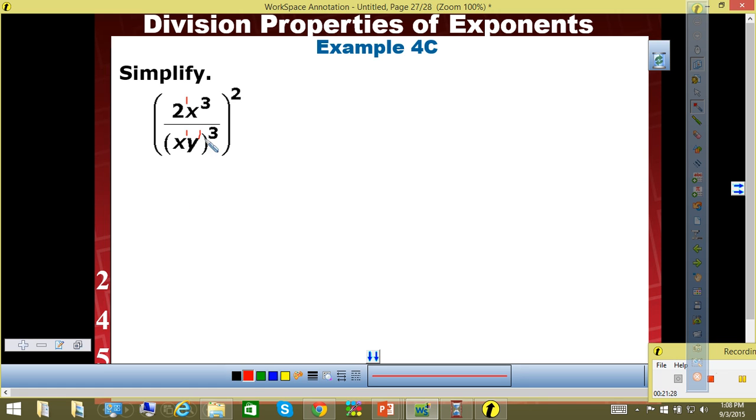So I'm going to do the denominator first. So the 3 distributes into here, so that becomes x cubed y cubed. Is that correct? We bring down the numerator, which is 2 to the first, x to the third, and now we have our exponent of 2. Do the next step, please. See what you get. Just the next step, and then I'll guide you to the end.